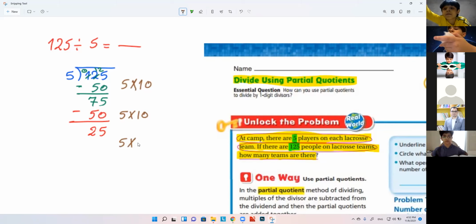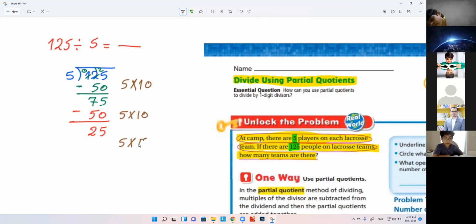So now, can we multiply by 10 again? If we multiply by 10, the answer will be 50, and we can't subtract 50 from 25, right? Yes. So in this case, you have to stop multiplying by 10, and you have to multiply by a number less than 10. So let's see, 25. What number multiplied by 5 gives us 25?